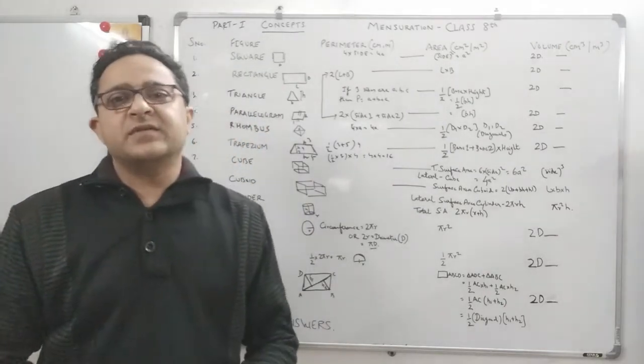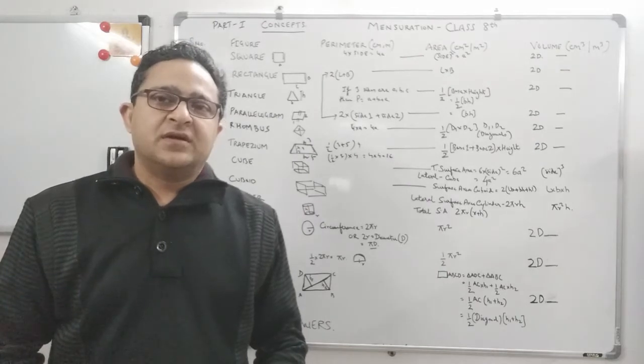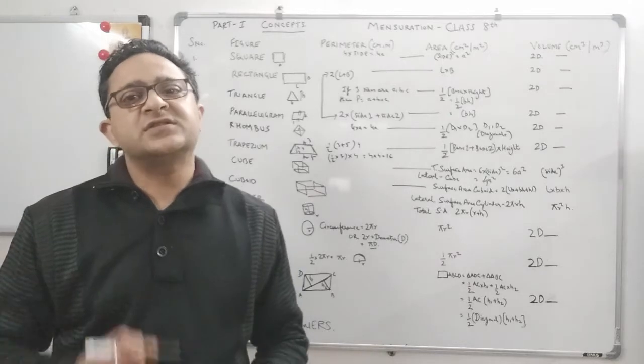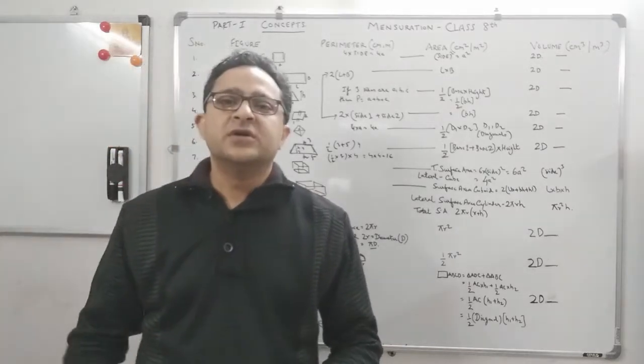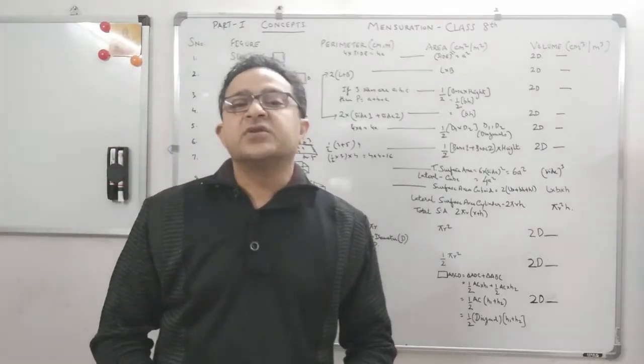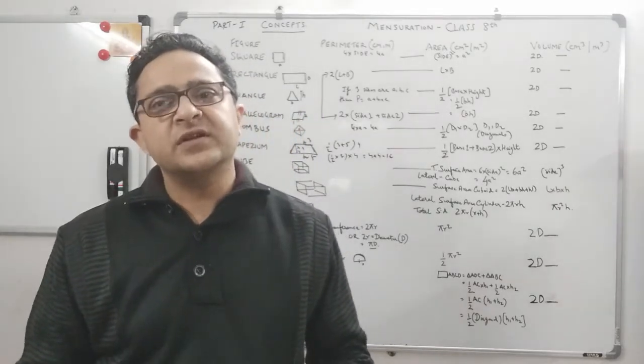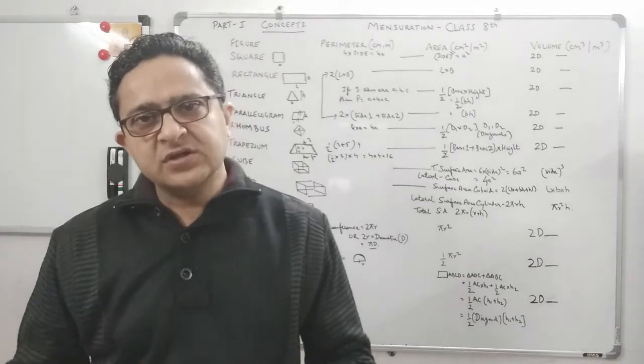What is 1 meter in centimeters? 1 meter is equal to 100 centimeters. 1 meter cube is 1 meter into 1 meter into 1 meter, which is 100 into 100 into 100 centimeter cube, which is 1000 liters. So 1 meter cube can also be 1000 liters, right?